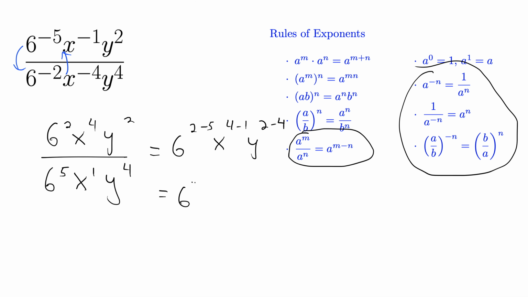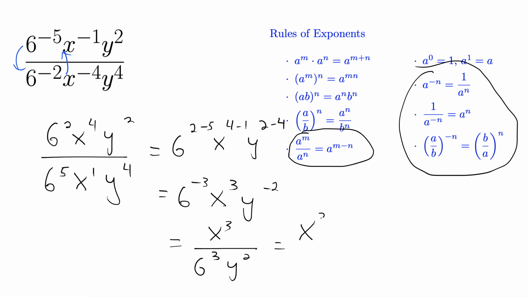Okay, 6 to the negative 3, x to the 3, y to the negative 2. Anything with a negative goes down to the denominator. We still have an x cubed hanging out up top here, 6 to the 3, y to the 2. And again, 6 cubed is still 216, so x cubed over 216 y squared. Same answer, but a much different method. And you can mix and match, right? As long as you're using these rules of exponents and you're using them correctly, feel free to mix and match all you want. You'll get the correct answer.